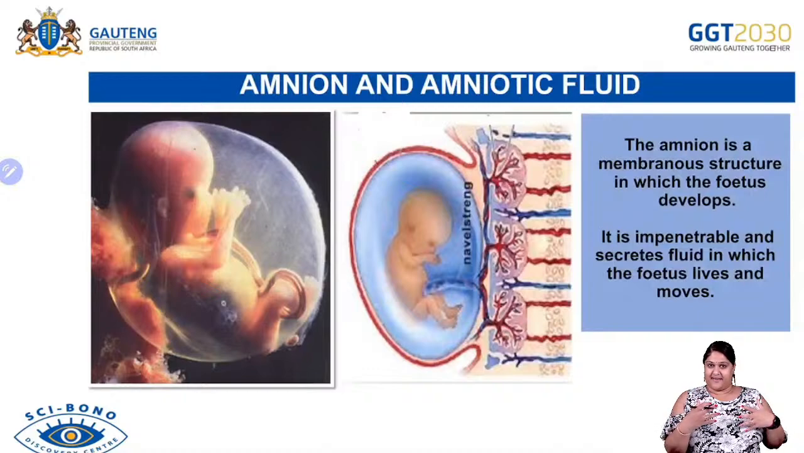Now let's go back up again. What did we say? We said the extraembryonic membranes. There are two extraembryonic membranes, very important. They like to ask this question in biological terms about the extraembryonic membranes. So the outer one, the first one, is called the chorion, which develops the chorionic villi. Then the inner one is the amnion, which has the amniotic sac, and it's filled with amniotic fluid. Okay? It is impenetrable, and it secretes a fluid in which the fetus lives and moves.